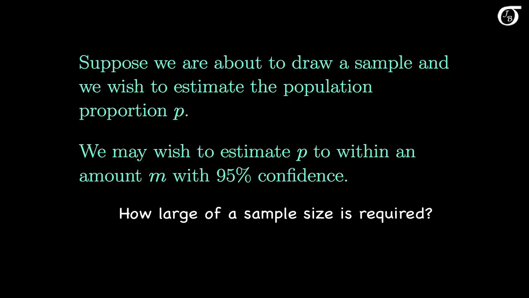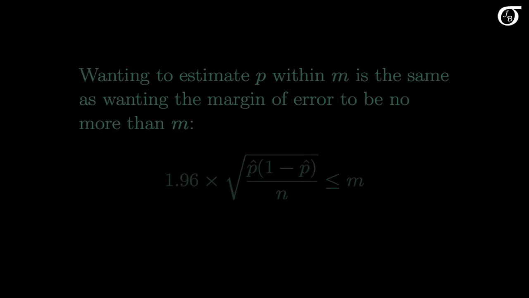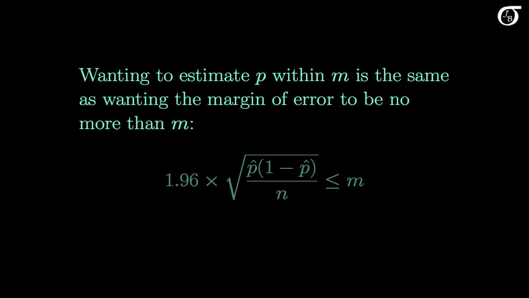In almost all situations, sampling doesn't come without some sort of cost, in terms of time, money, or other resources. So we may want to determine the minimum sample size required to achieve our goals. Wanting to estimate the population proportion p to within m at a certain level of confidence is the same as wanting the margin of error to be no more than m. Here's the margin of error of a 95% confidence interval for the population proportion p, and we'd like this to be no more than m.